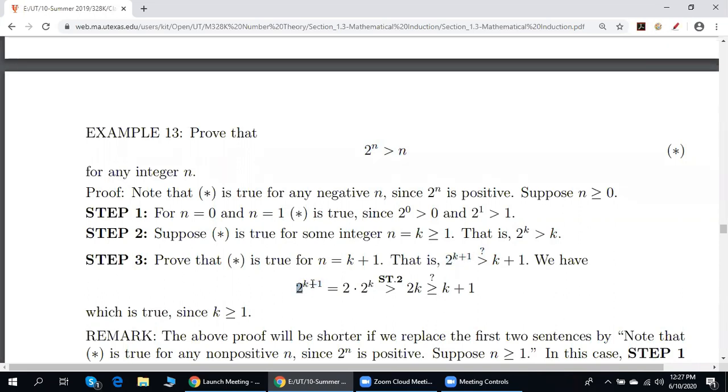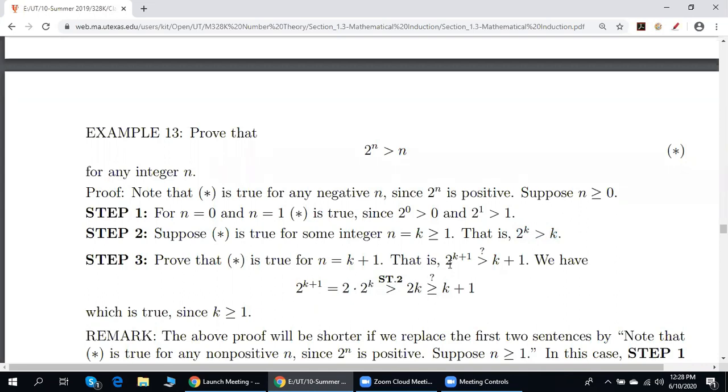Note that 2 to the power k plus 1 is 2 times 2 to k. By step 2, this is greater than this. Here is why. Please take a look at step 2. If you multiply the left-hand side here and the right-hand side here by 2, on the left-hand side, you will get 2 times 2 to k's power. On the right-hand side, you'll get 2k. It's exactly what is written here. So, in order to obtain this, just multiply both sides by 2.